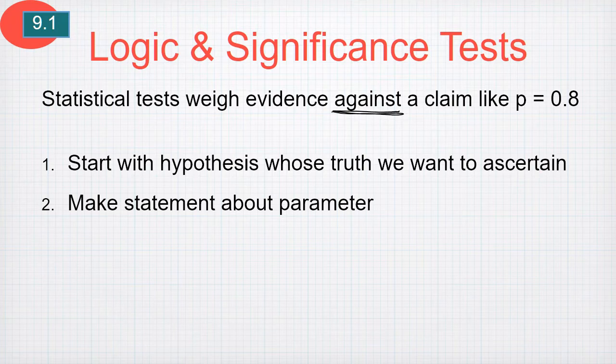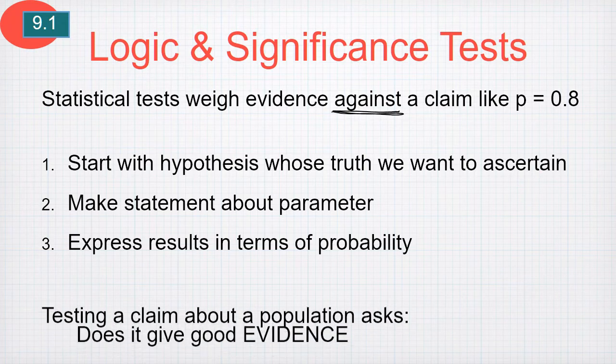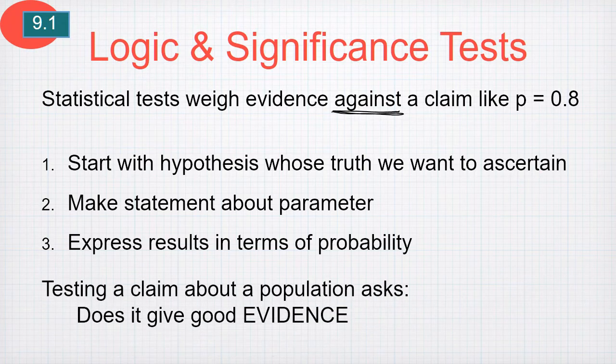Then what we do is we express the results of a significance test in terms of a probability that measures how well the data and the claim agree. Essentially, we have a claim about the population, we have data, and the whole point of a significance test is to ask ourselves: does our data give good evidence that this claim is in fact true?